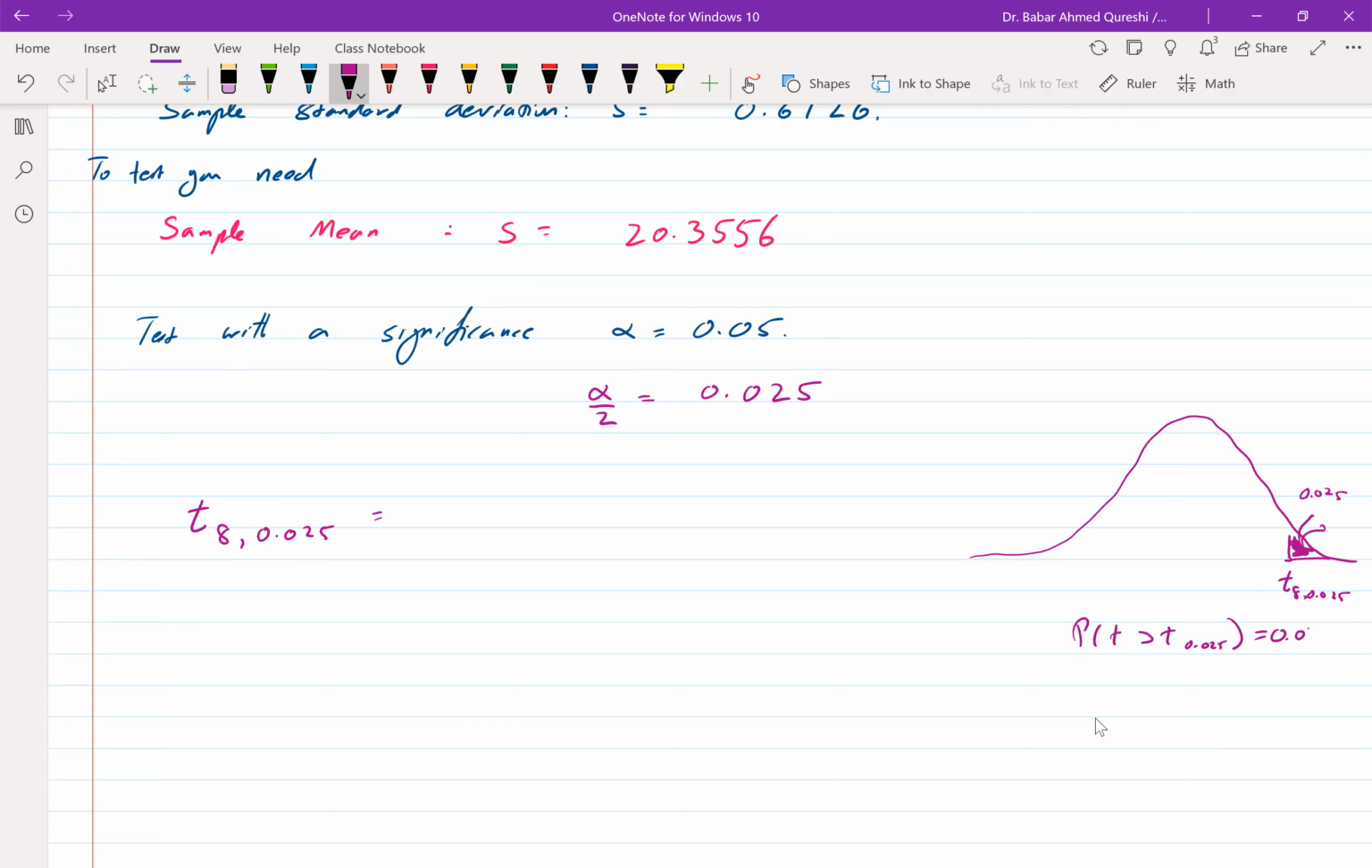This is the critical value so that this area is 0.025. And by the way, this would be the same as this area, which would be minus t 0.025. I'm dropping the index 8, I just didn't want to write it. Maybe I should just write it. So how to compute it? You can go look in the table. Let me do it from SPSS.